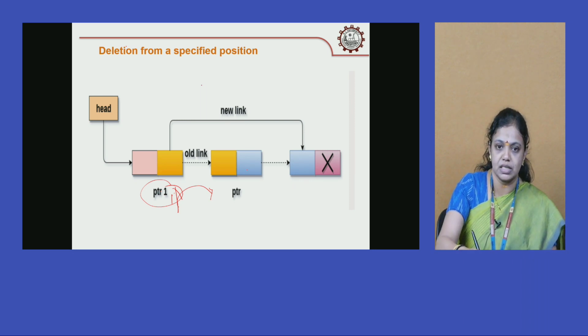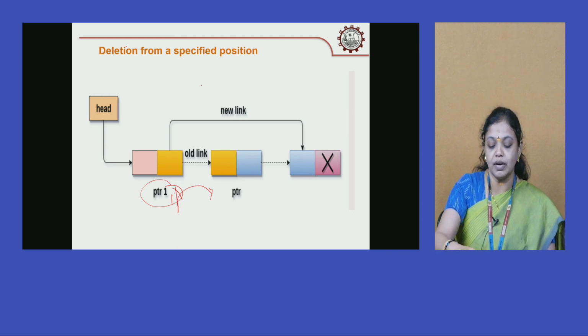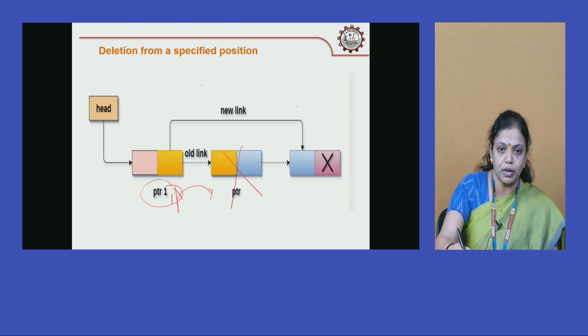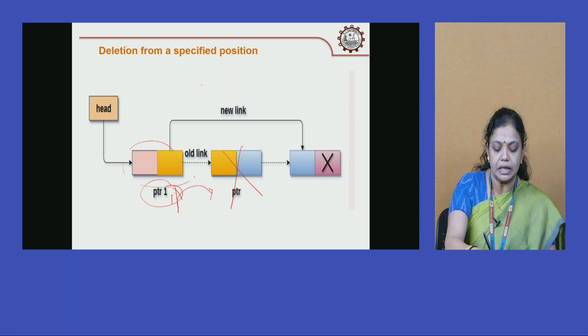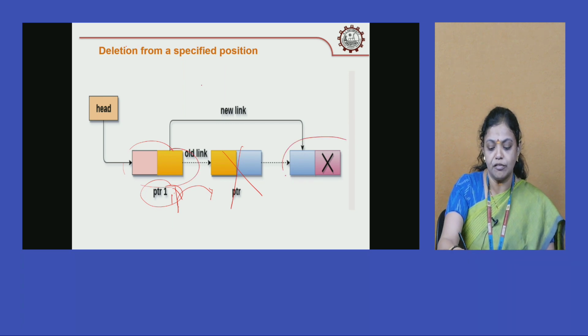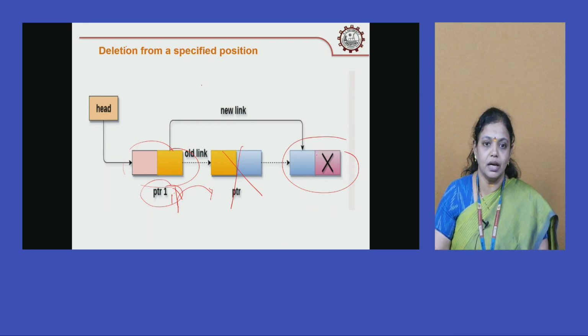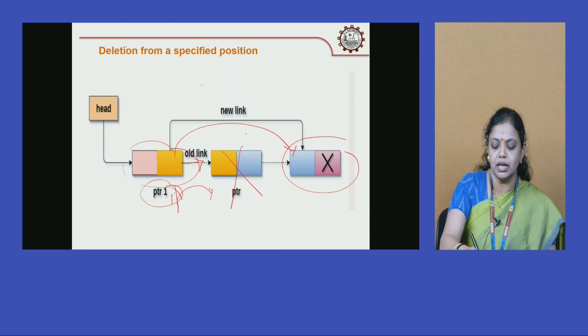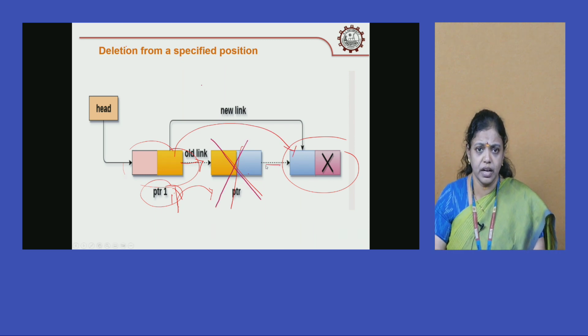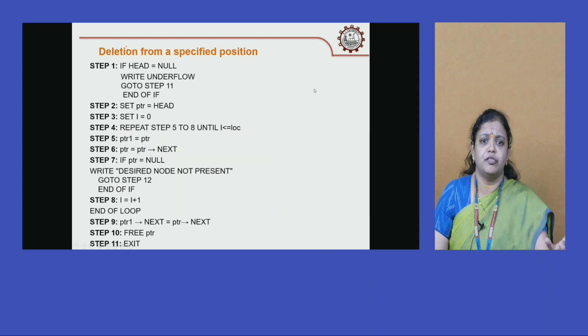Once I want to delete this node, what will I write? PTR1 of next is equal to PTR of next. When this node is no longer available, what connection do I have to make? Can you see the new link at the top? How will you make that new link? This is PTR1, and this node doesn't have a name, but it is PTR of next. So what will be the name of this? PTR1 of next is equal to PTR of next. This is PTR, and PTR of next is this, right? So the same thing I have shown in the form of a specified position.